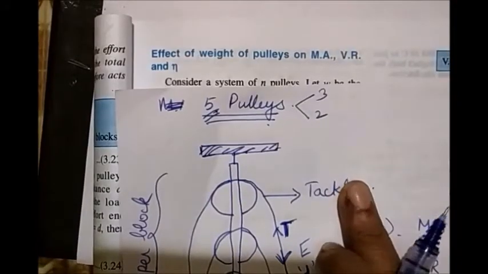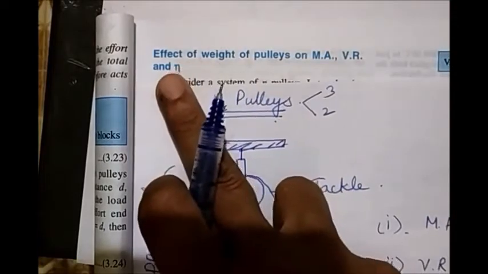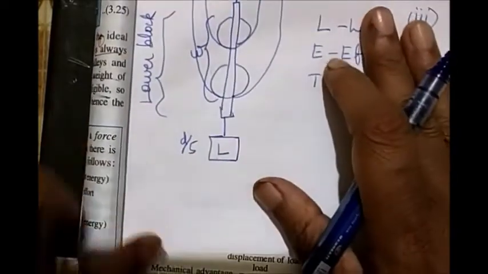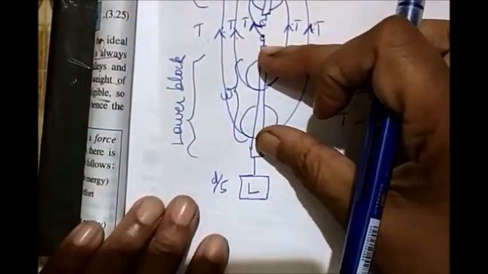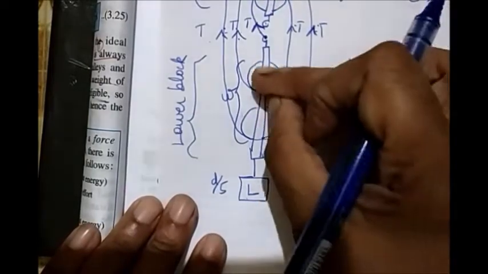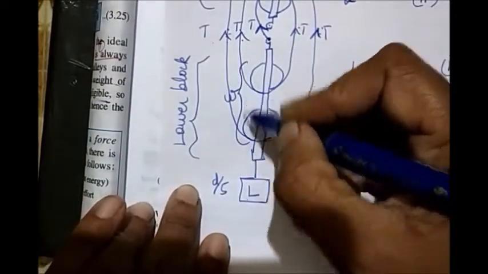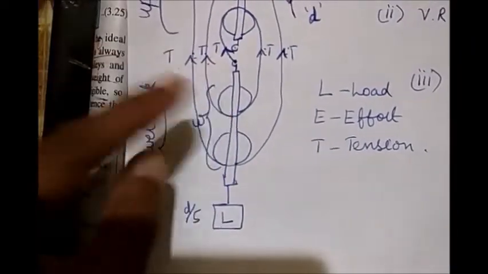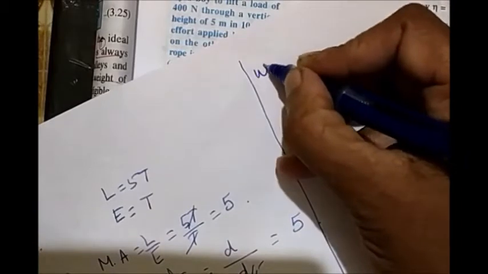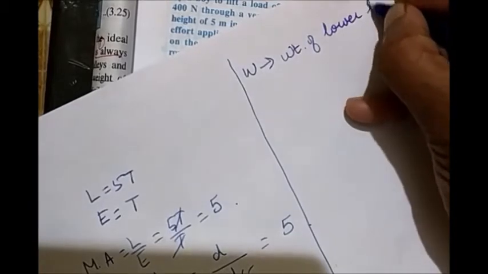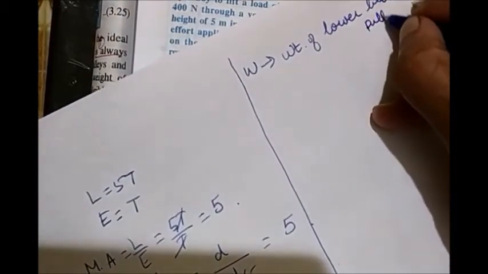Then we'll go to the last part of this chapter: effect of weight of pulleys on MA, VR and efficiency. As I told you before, the lower block pulleys also have to be lifted along with the load. So usually they try to keep its weight as low as possible. Now how does the weight of the lower block pulleys affect its MA? Let W be the weight of the lower block pulleys. Only lower block, not upper block. Remember that.